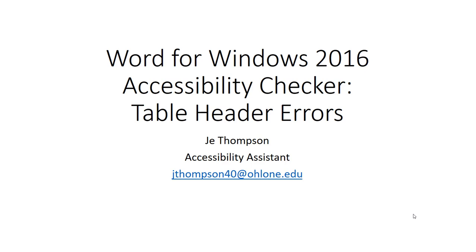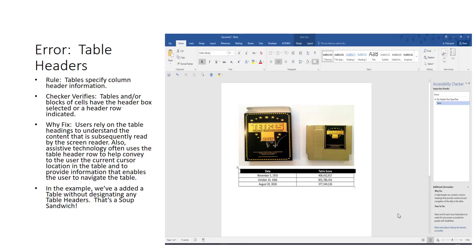Today we're going to talk about table header errors in Word for Windows 2016 Accessibility Checker. Error: Table headers. Rule: Tables specify column header information. Checker verifies: Tables and/or blocks of cells have the header box selected or a header row indicated.